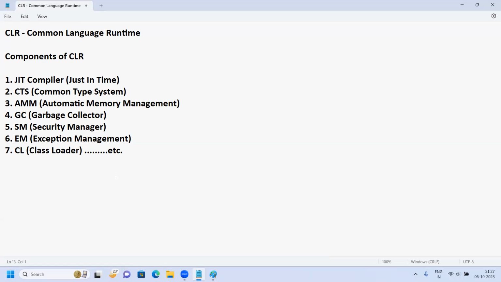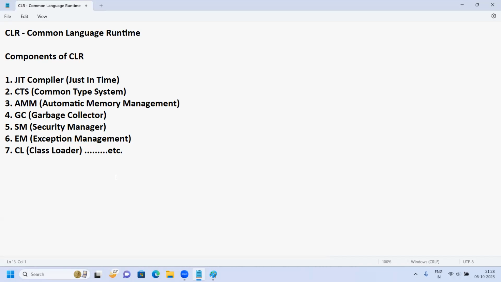Memory allocation process was in the hands of the programmer. In order to deallocate memory also, that was in the hands of the programmer. I'm talking about C++, please. If you are aware of C++, then just try to correlate. If you are not aware of C++, at least remember what I'm saying. That is enough. You don't need to have knowledge of C++.